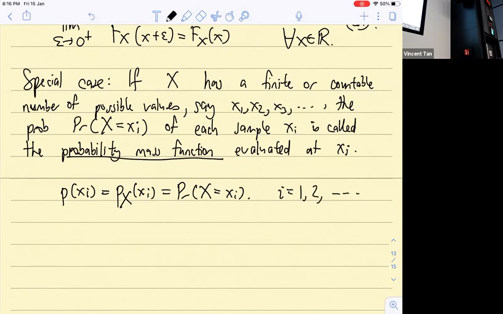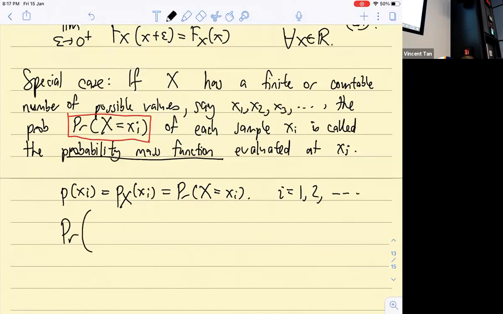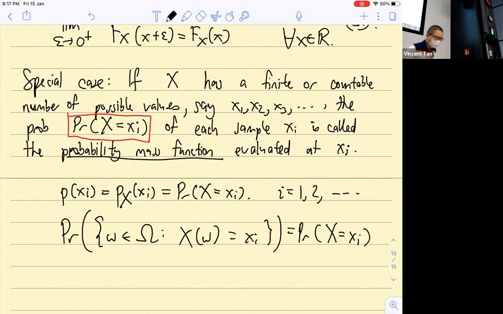Now, people, by this time you know me already. You know I don't like to anyhow write things. What's wrong with the thing in the red box? So the red box stuff is the following, written out in its full glory: {omega in Omega : X(omega) equals x_i}. You know, this is equal to the probability of X equals x_i.